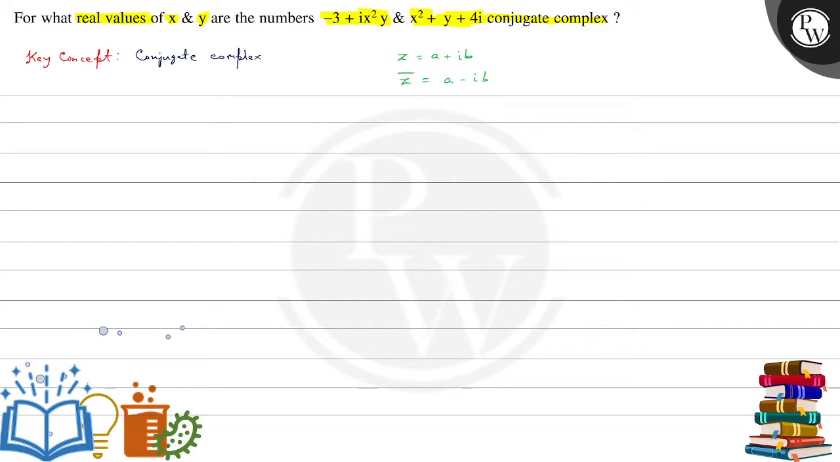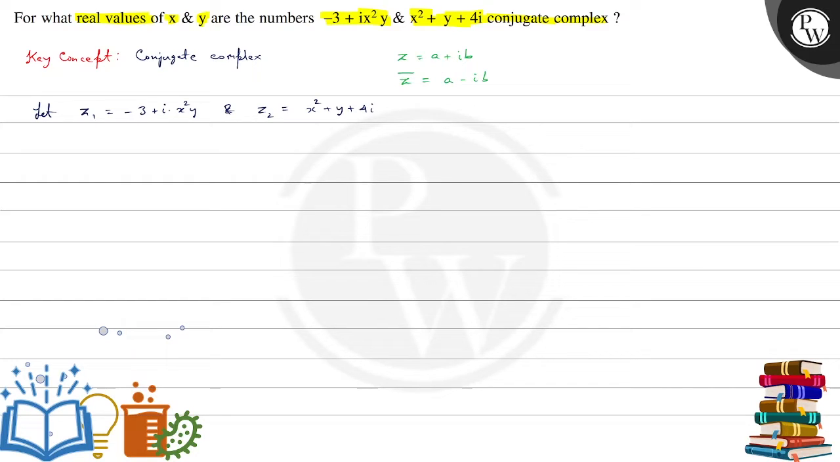So here it is asked: for what real values of x and y are these two numbers conjugate complex? This means we have to see how they can be conjugates of each other, and for that, what the values of x and y should be. So let z1 be equal to the first complex number, -3 + i x²y, and z2 be the complex number x² + y + 4i.